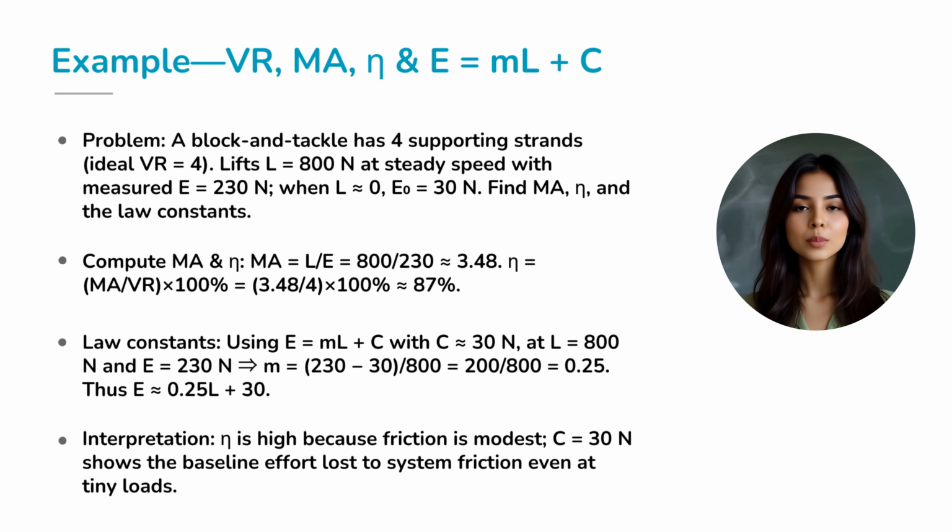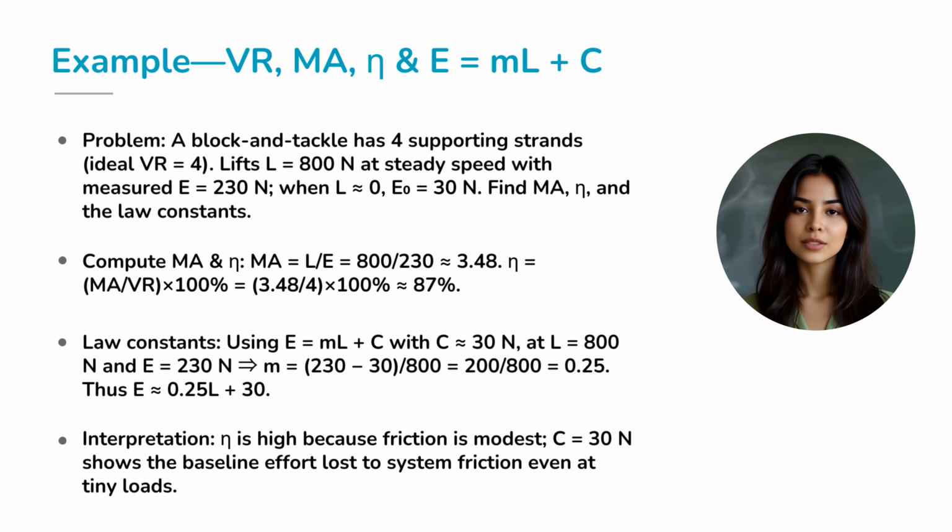Let us consider a block and tackle system with 4 supporting strands, giving it an ideal velocity ratio of 4. The system is used to lift a load of 800 newtons at a steady speed, requiring a measured effort of 230 newtons. When the load is close to zero, the required effort is 30 newtons. We are tasked with finding the mechanical advantage, the efficiency, and the constants for the law of the machine.